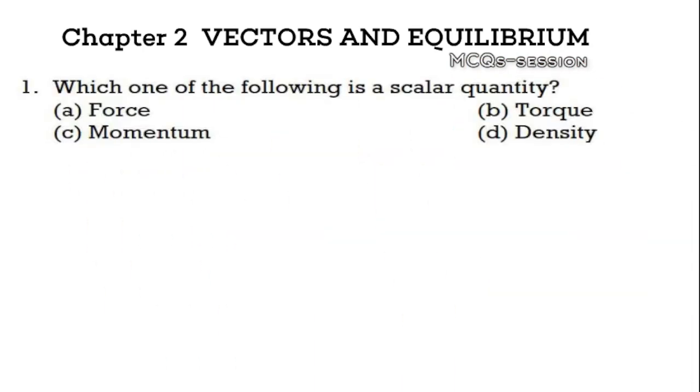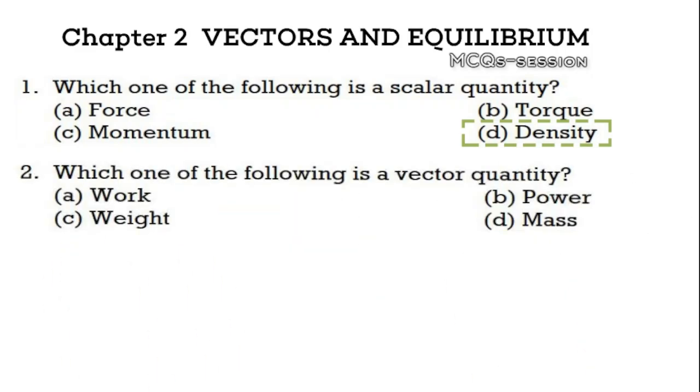Question 1. Which one of the following is a scalar quantity? Options: A. Force, B. Torque, C. Momentum, D. Density. Pause the video and guess the correct answer. The correct answer is D. Density. Explanation: density is a scalar quantity, meaning it only has magnitude and no direction. Force, torque, and momentum are vector quantities which have both magnitude and direction.